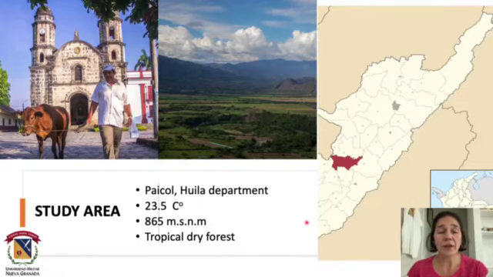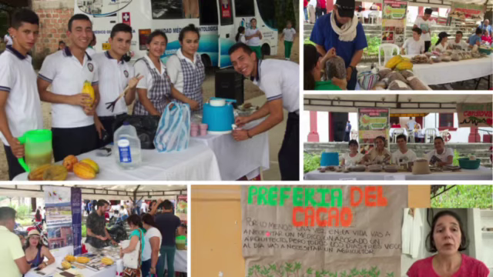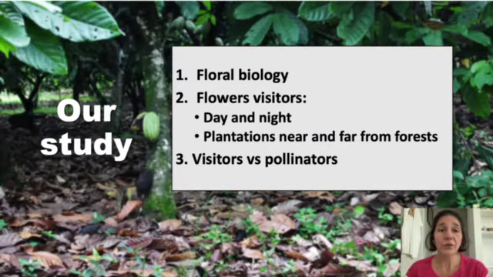Our study was done in a small town in Colombia where the livelihood of the people depends much on cocoa. We work with the youth to promote cultivation of cocoa for the future generations. We focus on 3 different aspects: floral biology, flower visitors during the day and night, and plantations near and far from forest, and finally, and very importantly, the difference between visitors and pollinators.